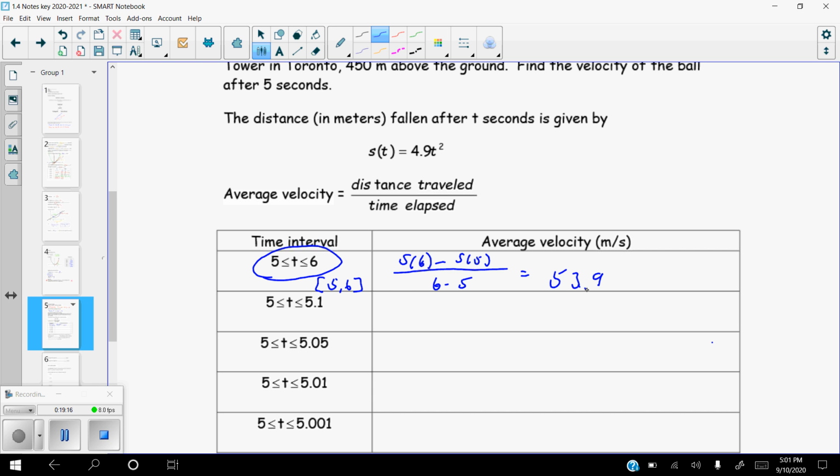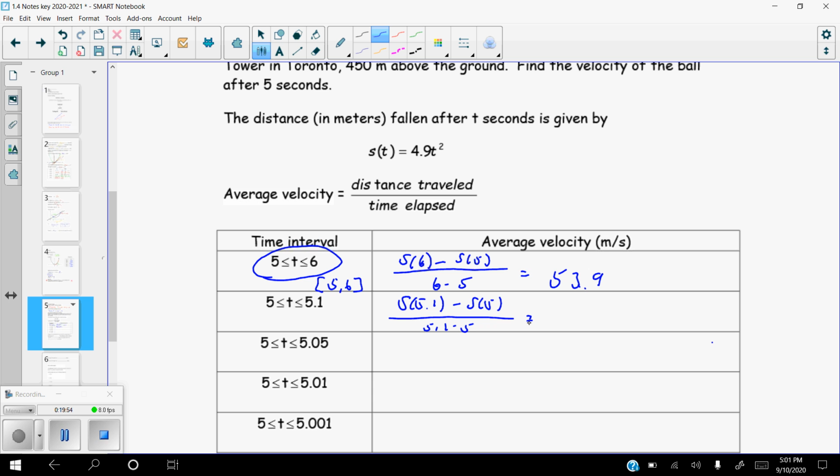But I'm not looking for the average velocity. I want to find the instantaneous velocity at 5 seconds. So what can I do? I can take that time interval and I can shorten it. I can say, okay, 1 second is too big. Let's see what the difference in the distance over the time is if I let the second time be 5.1. So now I'm only talking about 0.1 seconds difference. So now we need to do S of 5.1 minus S of 5 over 5.1 minus 5.